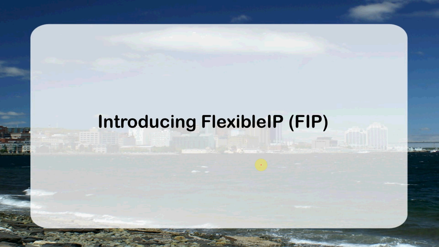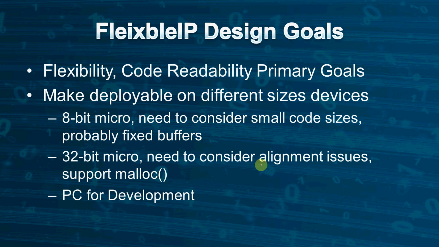So what I really aim for with FlexibleIP is that the flexibility and code readability, those are the primary goals. It is designed to be small, but that's not the be-all, end-all of it. When I say small, I still mean it'll fit on a 64K device, 64 kilobytes of flash, which isn't nearly as small as Contiki would fit on, but it's pretty small, and I'll show later why we care about that.